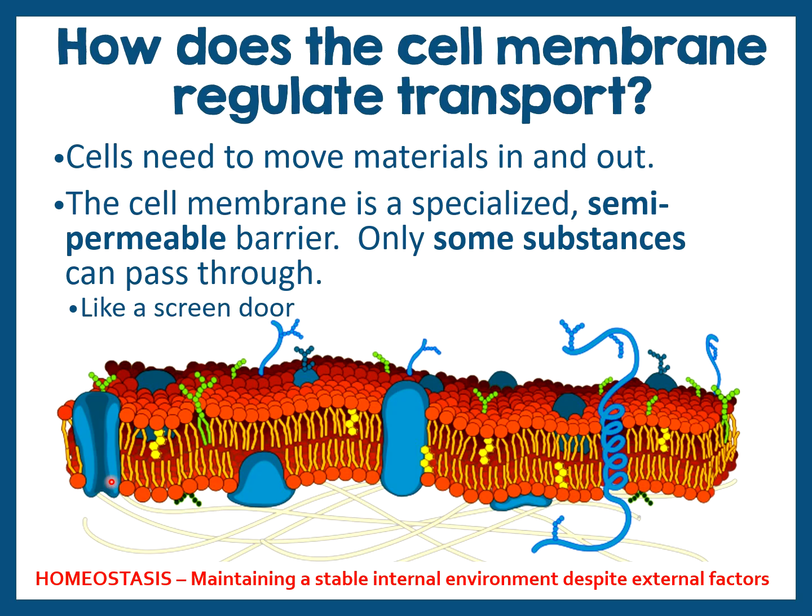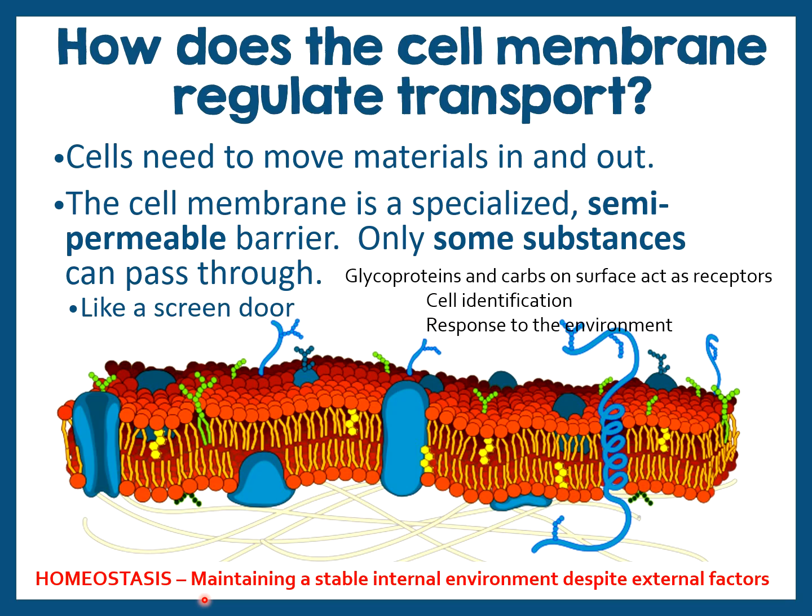The cell membrane will also have carrier proteins for things like glucose that can't get through that cell membrane. They will also have glycoproteins and carbohydrates on the surface that can act as receptors and for cell identification. Those little receptors also help the cell respond to its environment.